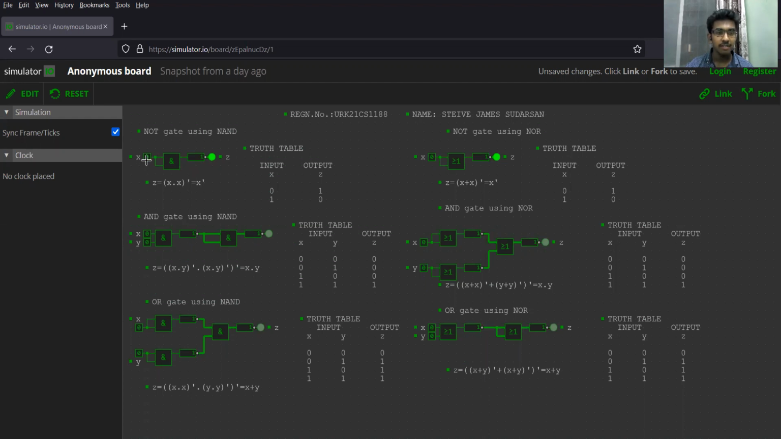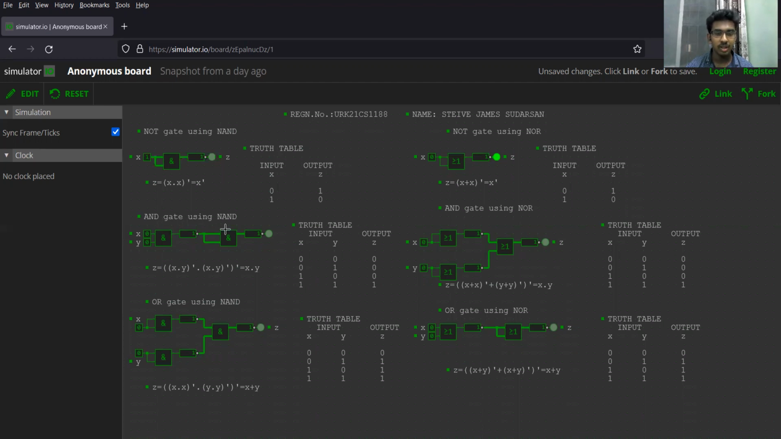If we change the value of x to 1, then we can see it gives the lower output, which is 0, the complement of 1. In the same way, we can go to the AND gate also. NAND is also used to make an AND gate. Here I have used two NAND gates, and in the second NAND gate I have combined the input values, which gives the complement of NAND, which is AND.